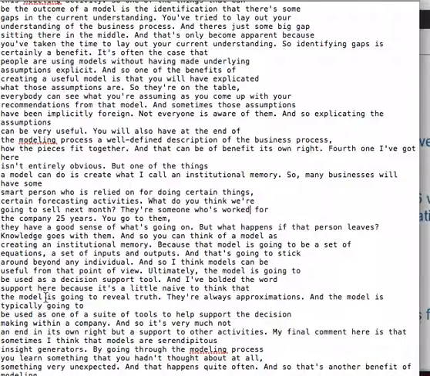Ultimately the model is going to be used as a decision support tool, and I have bolded the word support here because it's a little naive to think that the model is going to reveal truth. They're always approximations, and the model is typically going to be used as one of the suite of tools to help support the decision making within a company. And so it's very much not a tool in its own right, but a support in other activities. My final comment here is that sometimes I think that models are serendipitous insight generators. By going through the modeling process, you learn something that you had not thought about at all, something very unexpected, and that happens quite often. And so that's another benefit of modeling.